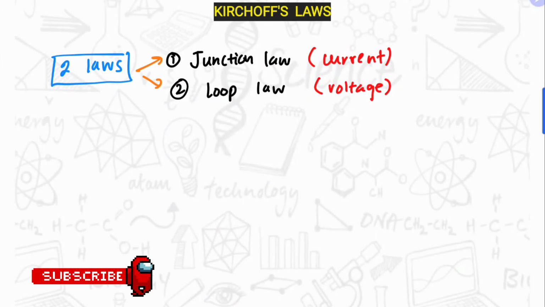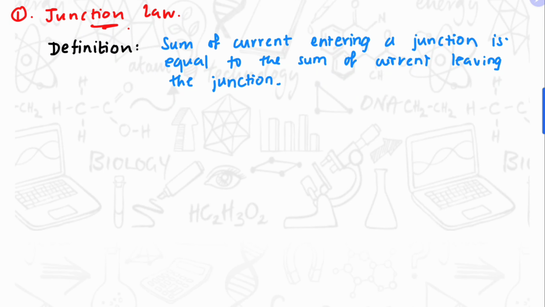Here we'll be learning about Kirchhoff's laws. We have two main laws. The first one is called the junction law, which is related to current, and the second law is called the loop law, which is related to voltage.